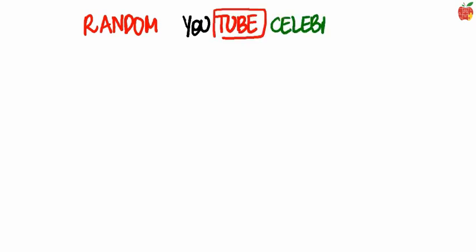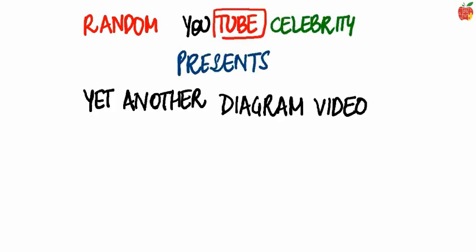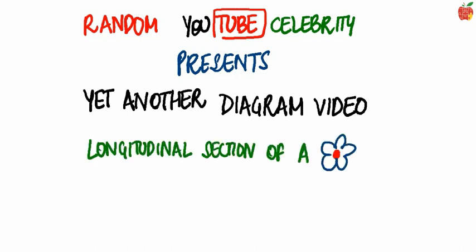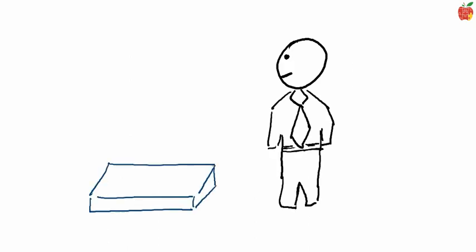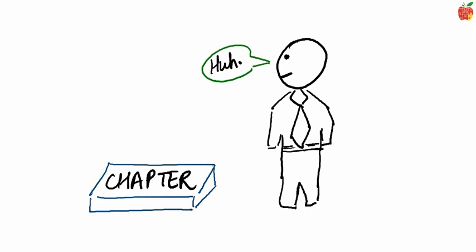Welcome to Random YouTube Celebrity Presents, yet another diagram video. And today we are dealing with the diagram of the longitudinal section of a flower from the chapter How Do Organisms Reproduce? A chapter which is severely looked down upon by Indian parents. I think especially for the last four pages. I think we should get cracking now.